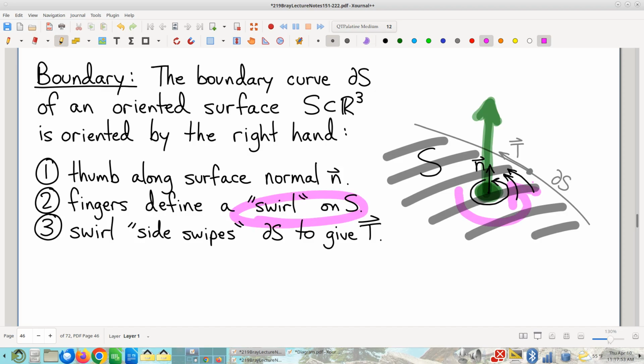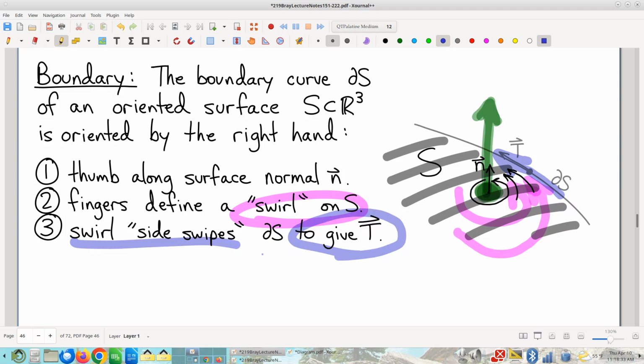The swirl you're supposed to imagine as being kind of a little hurricane, like a little tornado of rotation that's going around that normal vector. And then we want to look at how that rotation sideswipes up against the boundary. It will sideswipe up against the boundary in one direction, and that direction is the orientation. It's an arbitrary rule, but ends up being very convenient.